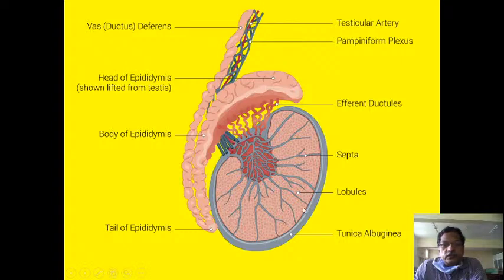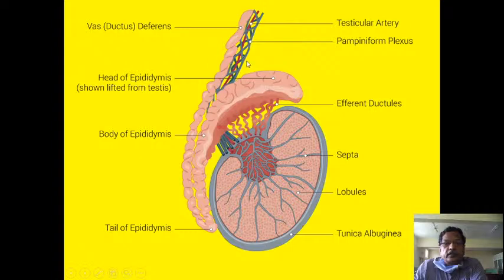So the spermatozoa travel from these ductules and enter the head of the epididymis. Later they pass to the body of the epididymis and go down into the tail of the epididymis at the lower pole of the testis. From the lower pole arises the vas deferens, which curls upwards and goes to the upper pole, and then it goes to the inguinal canal and intra-abdominally, retroperitoneally, to reach the seminal vesicles.